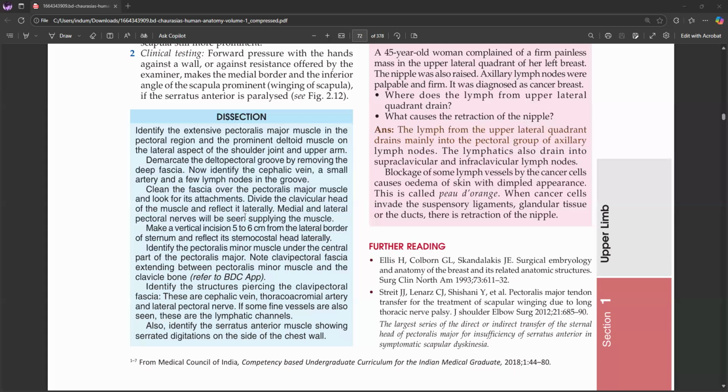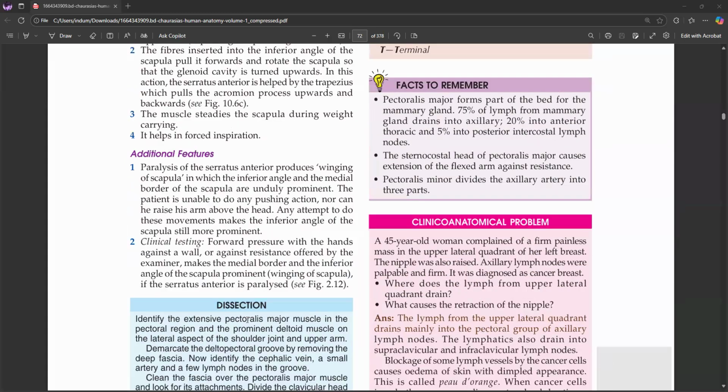Identify the structures piercing the clavipectoral fascia. These are cephalic vein, thoracoacromial artery, and lateral pectoral nerve. If some fine vessels are also seen, these are the lymphatic channels. Also, identify the serratus anterior muscle showing serrated digitations on the side of the chest wall.